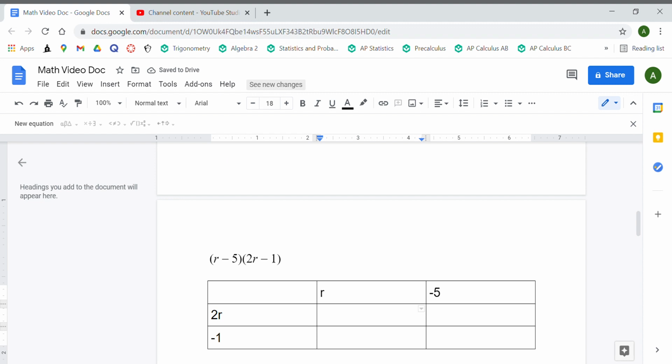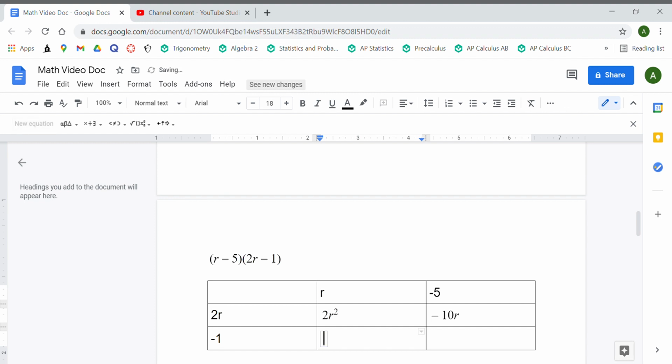And now we're ready to multiply. It's going to be r times 2r, so it's going to be 2r squared. And yes, if we have r and r, we add the exponents. Remember that product of powers property? Yes, that's how we are able to get it. Just thought I'd throw it out there. Now it's negative 5 times 2r, which is going to be negative 10r.